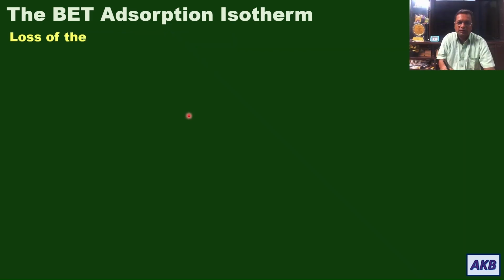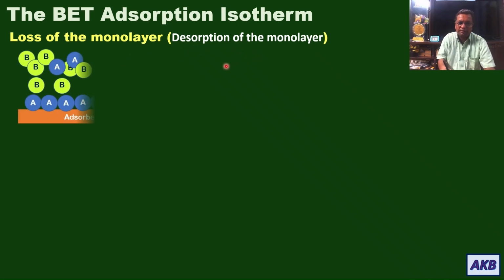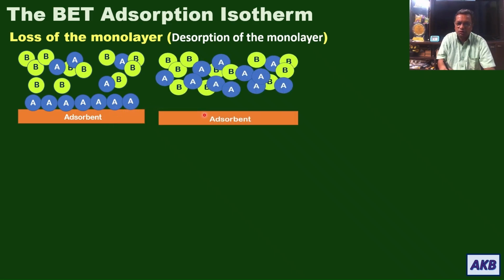Now let us talk about the other process, the loss of monolayer. Again, it is going to happen in two ways. The first way is by desorption of the monolayer. When you have a monolayer of the adsorbate molecules on the surface of the adsorbent, and if this monolayer gets dissolved, the monolayer will be lost from the surface of the adsorbent. So this is a desorption process. As I told you earlier, it is an activated process.